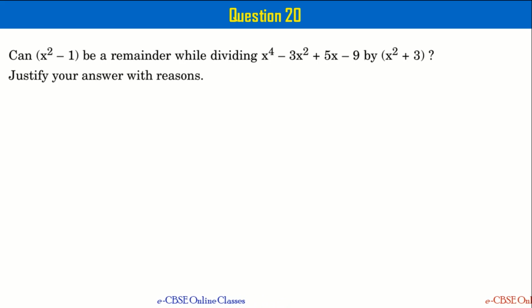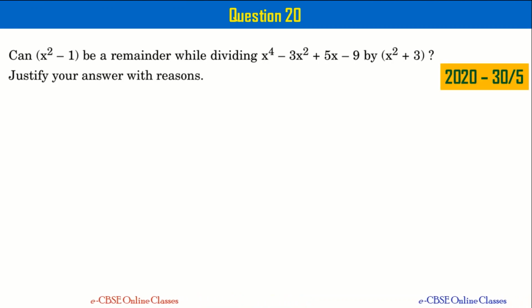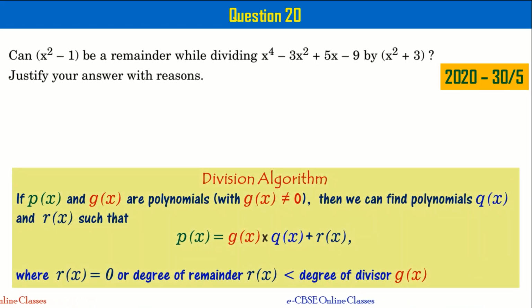Can x square minus 1 be a remainder while dividing x power 4 minus 3x square plus 5x minus 9 by x square plus 3? Justify your answer with reasons. It is from 2020 set 5. We know that based on the division algorithm, we can give justifications and reasons for this particular thing. Division algorithm says that degree of remainder has to be less than degree of divisor, right?